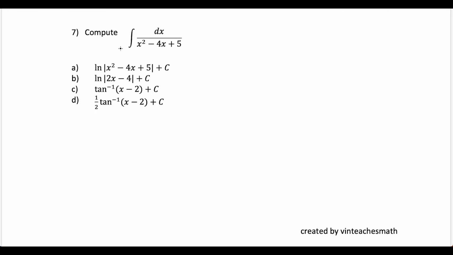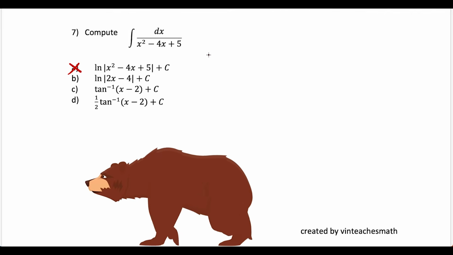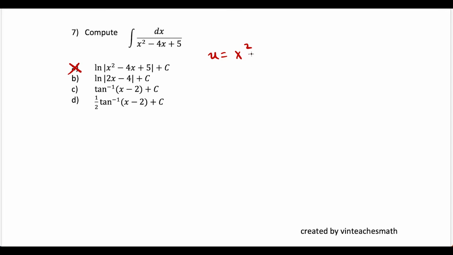So question 7, this is a tricky integral, and choice A is a very dangerous bear trap. The problem with this answer choice is that if you were to let u equal x squared minus 4x plus 5, du would just be equal to 2x minus 4 dx. But the problem is that we don't have a linear factor on top that matches this expression or a multiple of this expression so that anything would cancel out. So we're not going to be able to do a u substitution involving natural log.